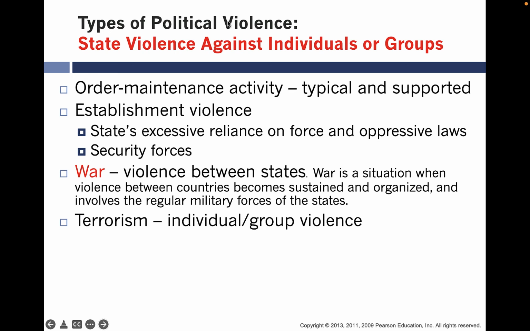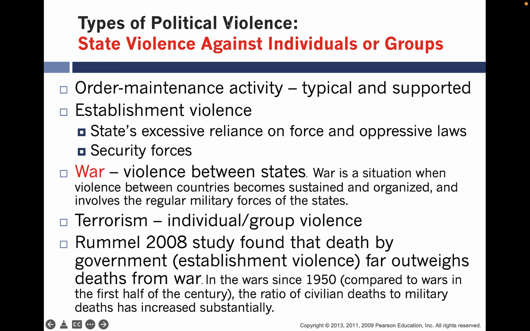But then we also have state violence against individuals, and state violence against groups. Order maintaining activity, typical and supported. We have establishment violence. We obviously need law enforcement and military to keep people in line, because I think people are inclined to act outside of societal norms and use threats and violence to get what they want. Obviously, we all know that, right? So things like the military and law enforcement are necessary to maintain order in a civilized society.